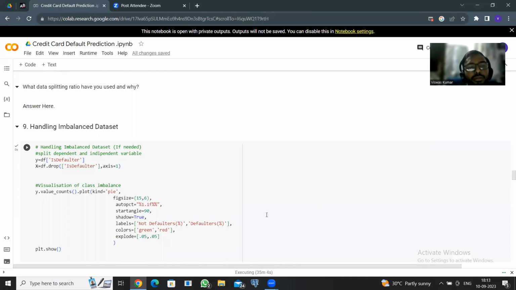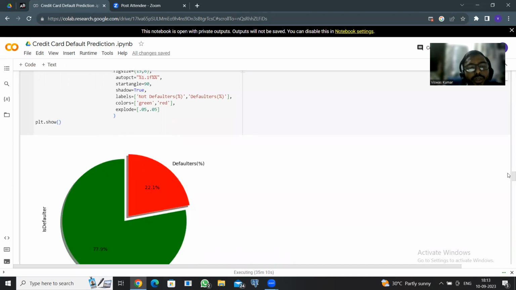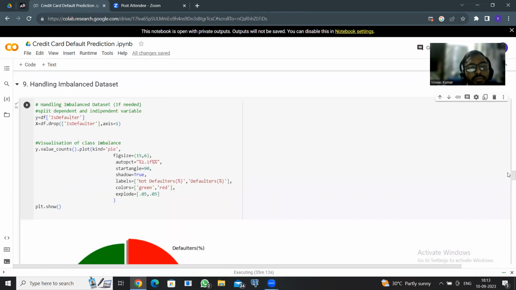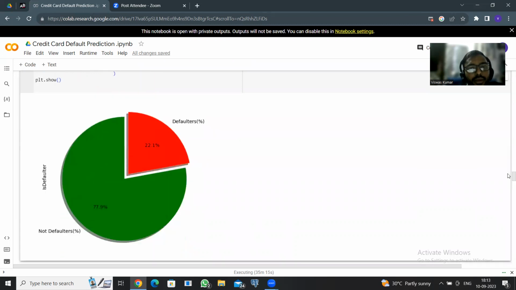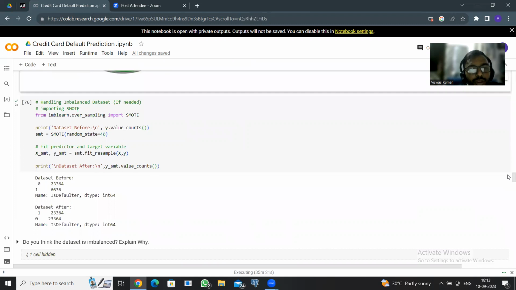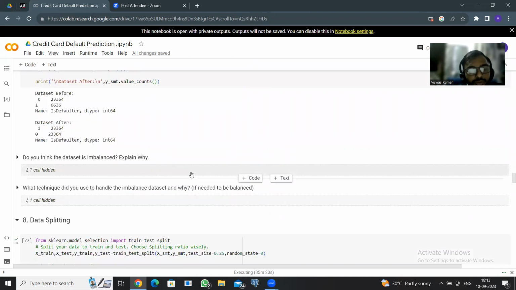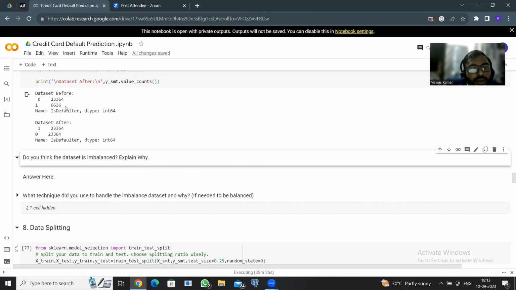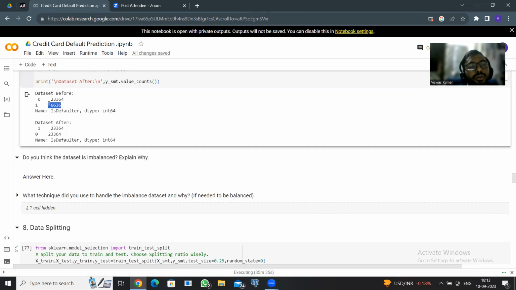Handling the imbalanced data set: we can see that 70% of the data is in the non-defaulters column, so our data is highly imbalanced. For that, we need to balance the data frame, so I used the SMOTE technique to balance our data set. Before the balancing, the ones, meaning the defaulters, were only 6,000. After the balancing, we can see that an equal number of defaulter values are present in the data set.